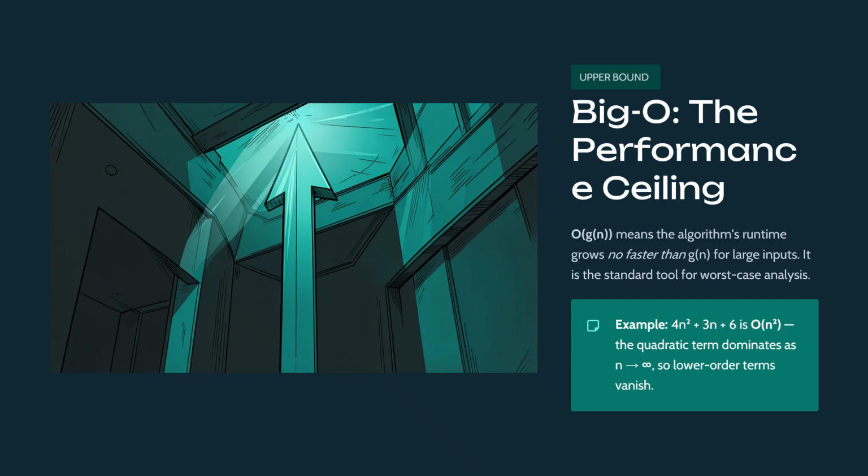Title: Method 1, the substitution guess. Our first technique for solving recurrence relations is called the substitution method, also known as the guess and prove method. The first step is to make an educated guess about the complexity. For example, suppose we guess that the recurrence grows as O(n log n). The second step is to substitute this guess back into the recurrence equation.